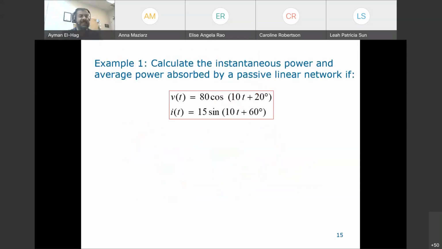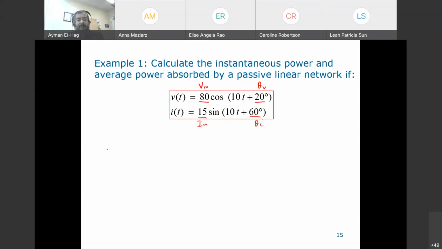But before that, let's have a very straightforward example. It says here, calculate the instantaneous power and the average power absorbed by a passive element. Passive means either it's a combination of resistive, inductive, and or capacitive. So we have here the voltage. This is the peak value of the voltage, so this is your Vm, and this is your theta V. This is your Im, and this is your theta I.